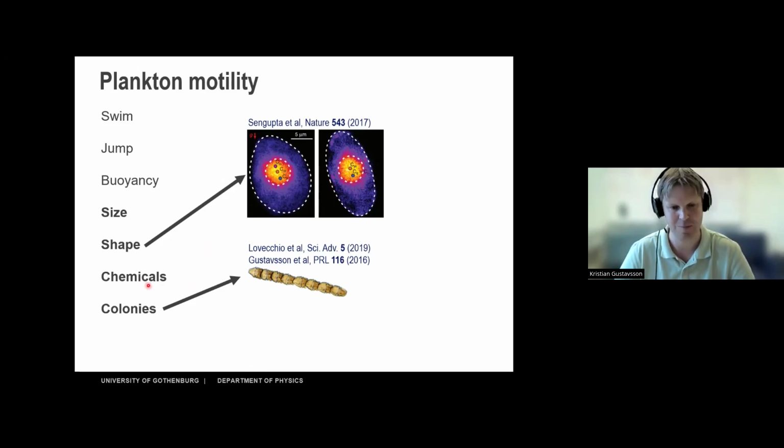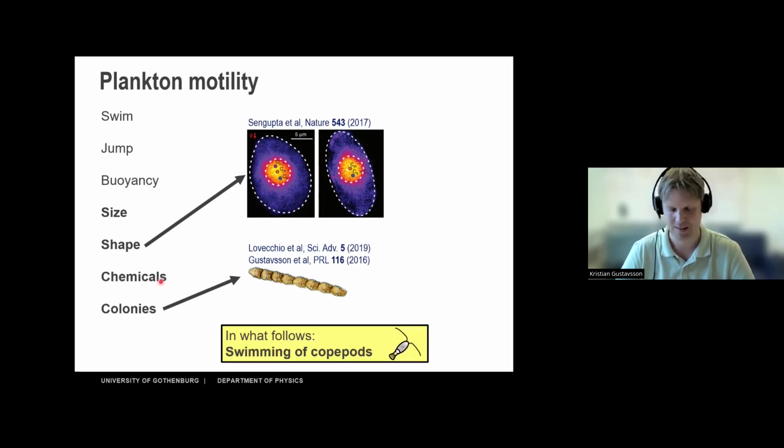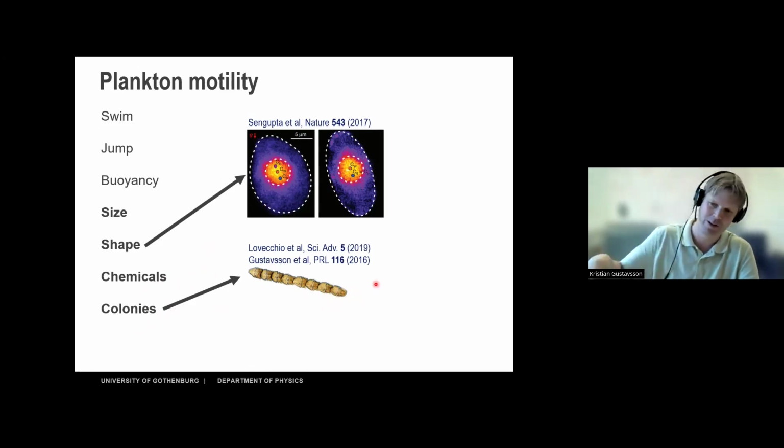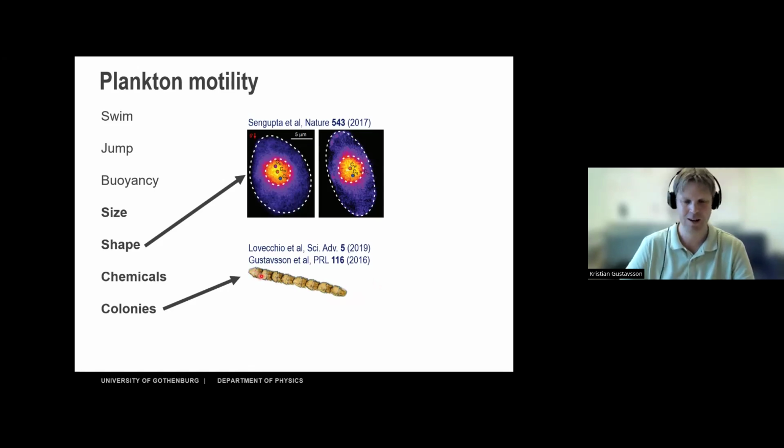They can use chemicals, for example, releasing chemicals to change the rheological properties around them. They can form colonies. So it's similar to the Tour de France, where you have bicyclists after each other to change the drag. Small phytoplankton can attach to each other to form longer chains, and these change their swimming behavior.